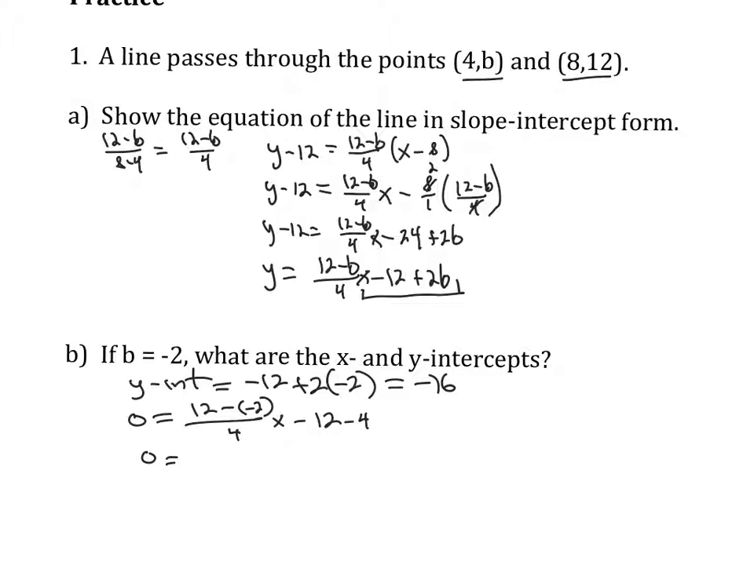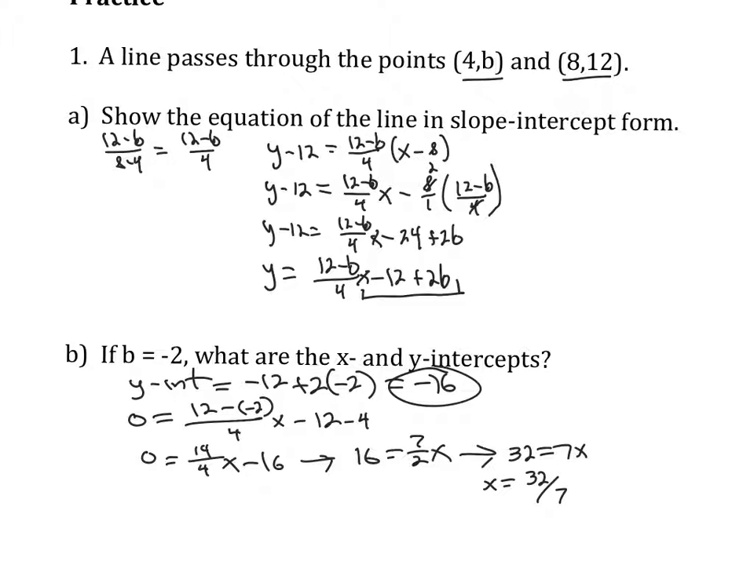Okay. So that gives us 0 is equal to (12 plus 2, or 14) over 4 times x, minus 16, which gives us 16 is equal to 7 over 2 times x, and therefore we get 32 is equal to 7x, x is equal to 32 over 7. Okay, so we have our two intercepts. We have y at 0, negative 16, and x at 32 sevenths, comma 0.